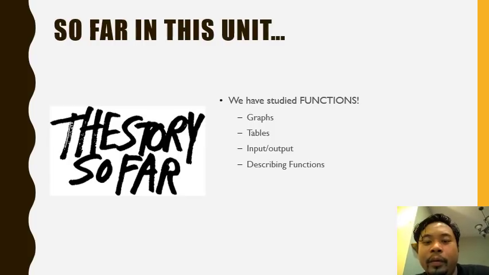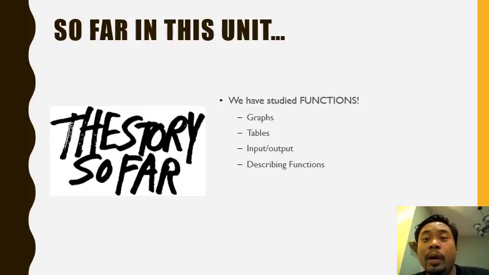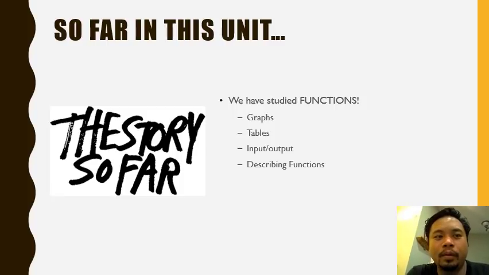So far in this unit, we've done pretty much 4 things to functions. We've graphed them, we've used tables to graph them, we've discovered what the input and output means in the graph, and we've also described them in terms of their movement in general. What we need to make sure that we understand for today is how we actually represent functions. So that's going to help us understand them more deeply and really dive deep into the things that you need to understand for this unit test. So let's take a look at how we represent functions.